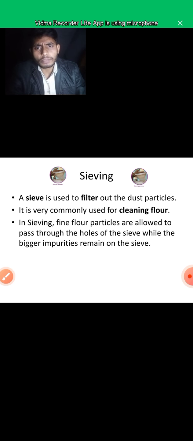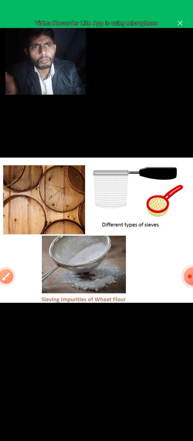Third is sieving. Sieving filters out dust particles. It is very commonly used for cleaning flour. In sieving, particles are allowed to pass through the holes, while the bigger impurities remain.